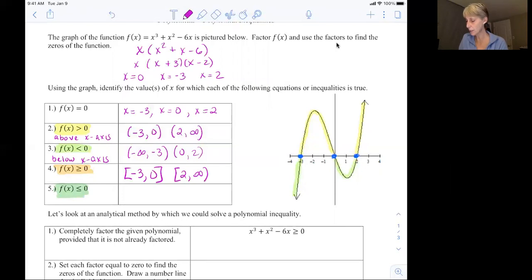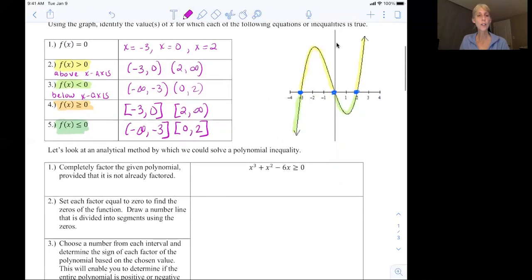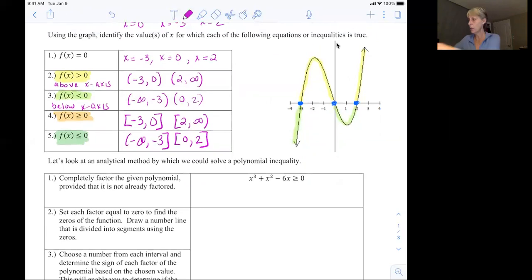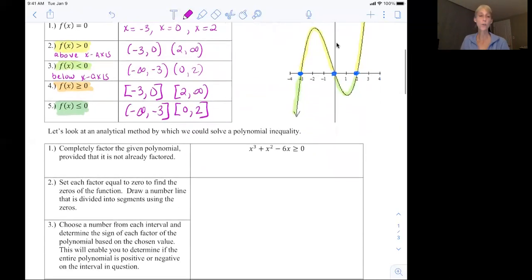F of x less than or equal to 0. Now I'm looking below the x-axis, and again including the x-intercepts this time. Below the x-axis and including my x-intercepts. We just want to be able to differentiate between when our endpoints are included and when they are not. We did that earlier in the year, but I wanted to bring it back, because now we're going to take a look at how we can do this algebraically.